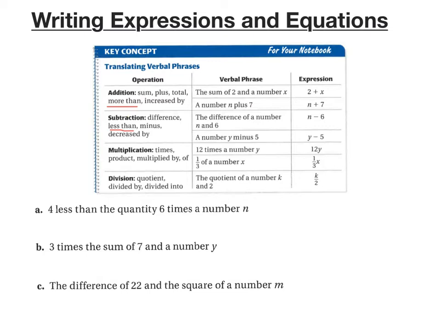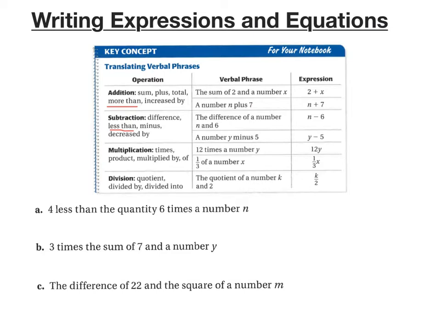Multiplication, big one to look out for is product, right? The product of two numbers, 12 and y, is 12y. When we're looking for a fraction of a number, we also use multiplication. For instance, if I want to find 1/3 of a number x, it's 1/3 times x. If I wanted to find 2/5 of a number a, it would be 2/5 times a.